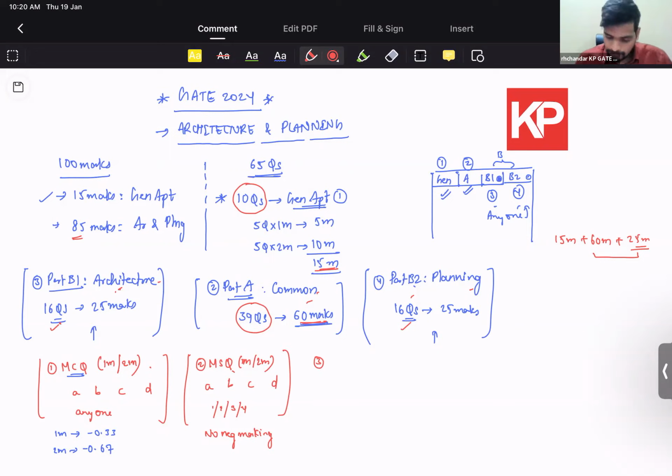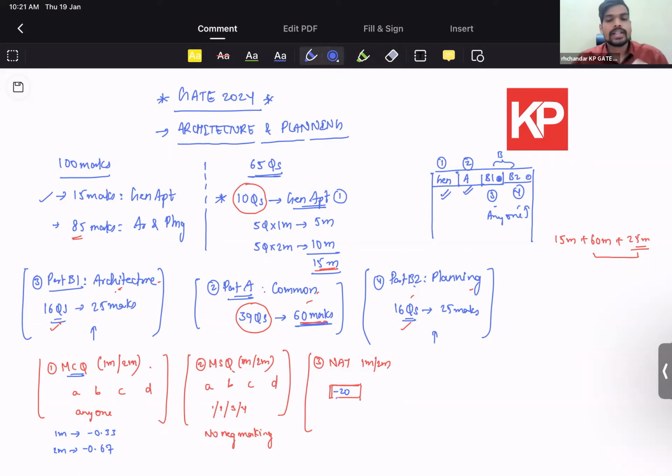Point number 3, the third type of question is the numerical answer type question, which again can be for 1 mark and also for 2 marks. These questions have just an input box without any options. You need to type in your answer along with the sign. Like in GATE 2022, there was a question where the answer was -20. Only if you write -20, you will get your marks. So you need to type in the answer along with the sign. If it is a positive answer, you need not type the sign. But for negative answers, you need to type the sign also.